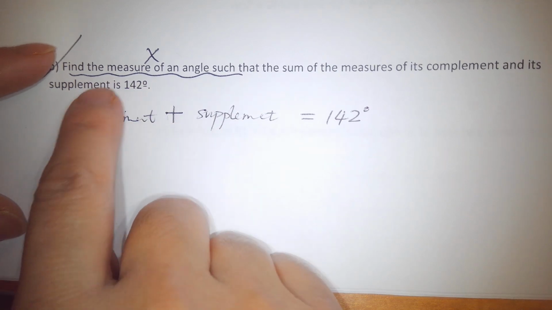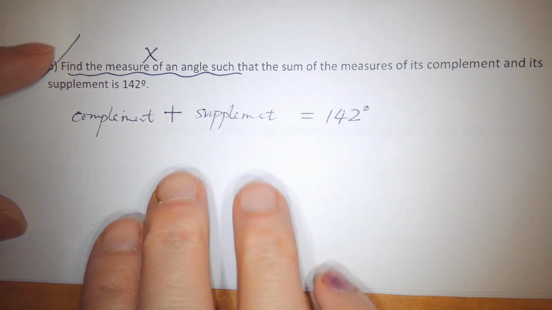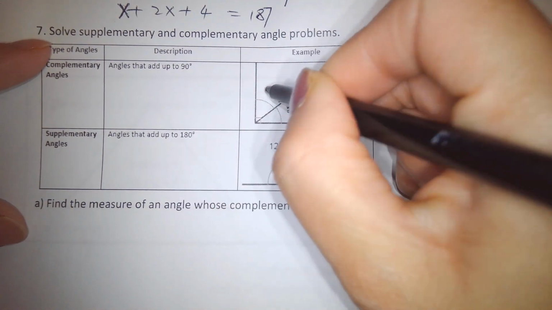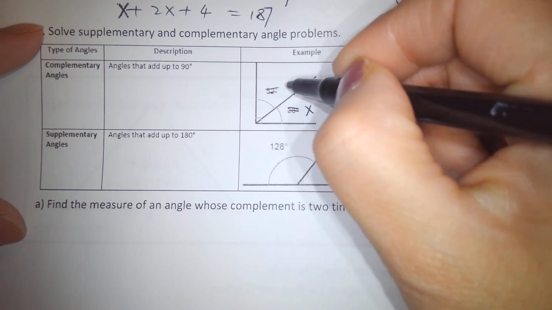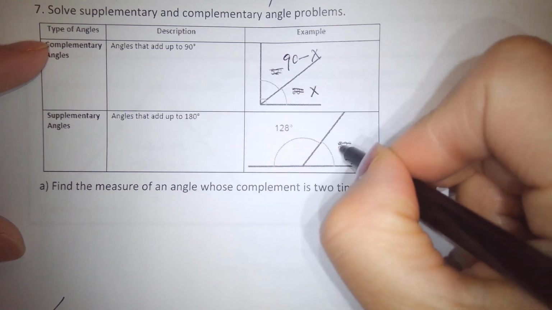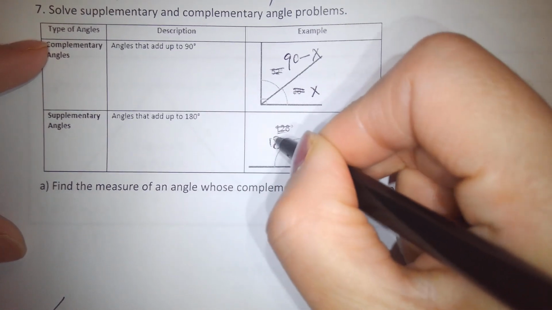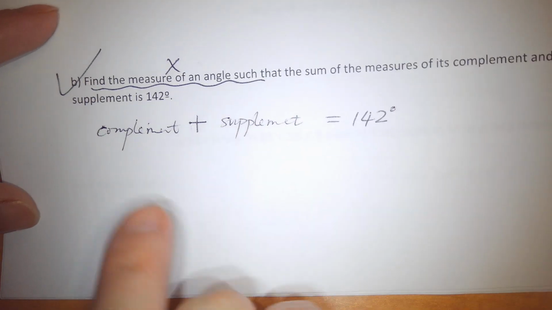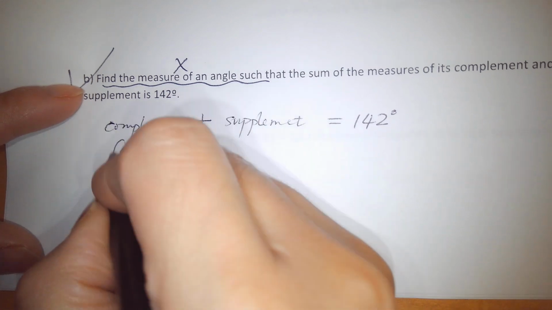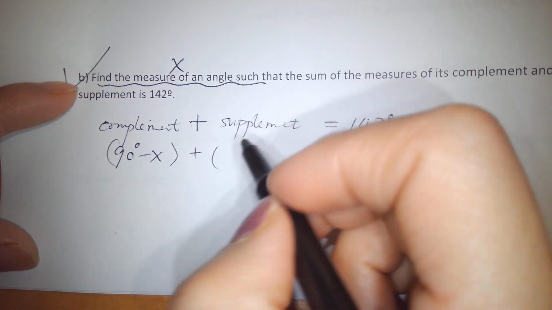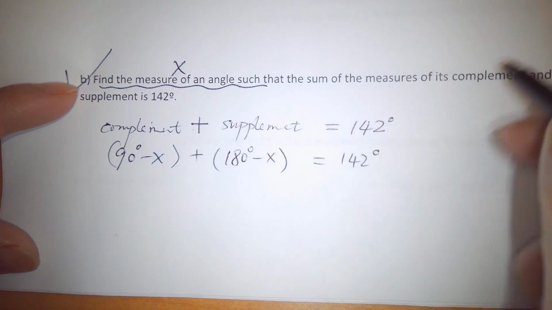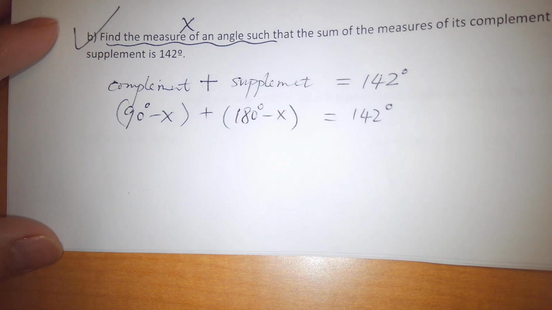What is the complement of this angle? If one angle is x, the complement of the angle should be 90 minus x, right? For supplement, if one angle is x, the other one is 180 minus x, right? So the complement of x is 90 minus x, 90 degrees minus x, plus the supplement of x, equals 142 degrees.